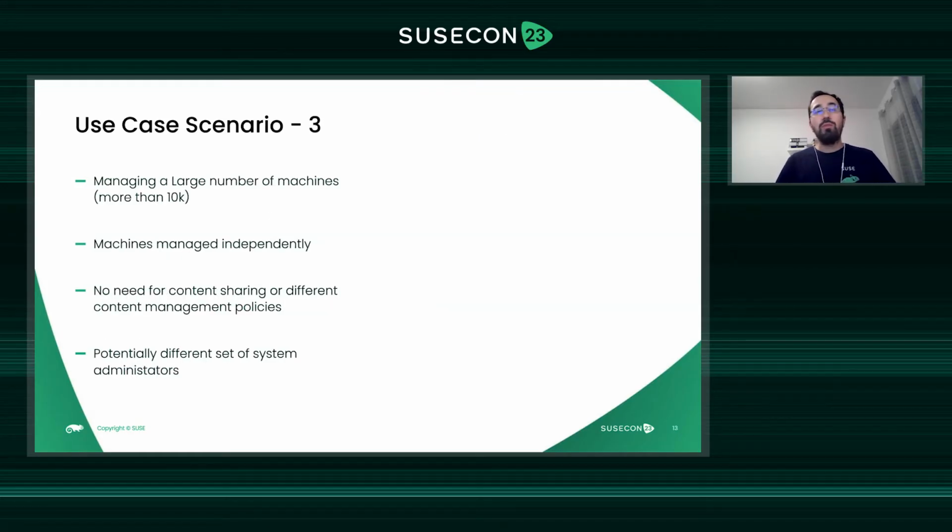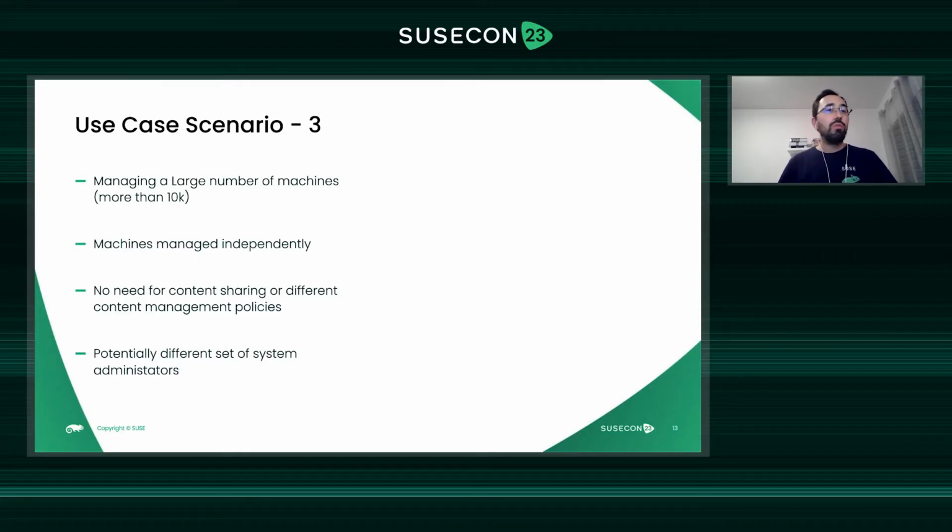A third scenario is if you want to manage a large number of machines. Let's consider a large number, more than 10,000 again. But we know that these machines are managed independently, so there is no relationship between the machines in different groups. So we can have more than one group that doesn't have a direct relationship between them, but each of these individual groups has fewer than 10,000 machines registered to it.